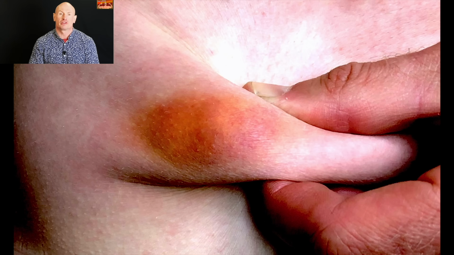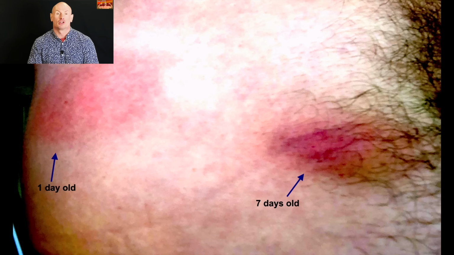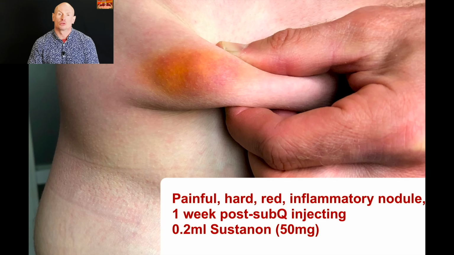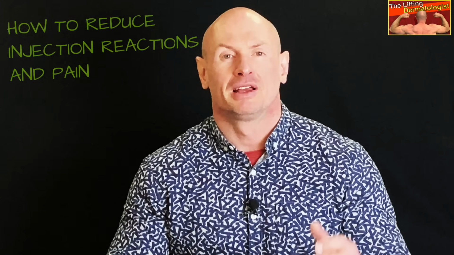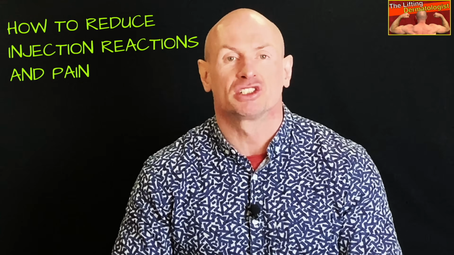Here you can see some painful, inflammatory, red and hard subcutaneous nodules that appeared 24 hours after injecting Sustanon 50 mg subcutaneously. These reactions appeared after 5 of the 7 injections that were done twice a week. Each time another injection site was used. The reactions were painful up to 7 days after injecting, and a hard nodule could be palpated even 2 weeks after injection. How to reduce injection reactions and pain.